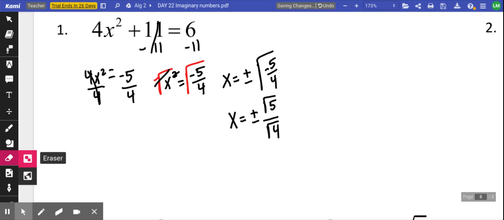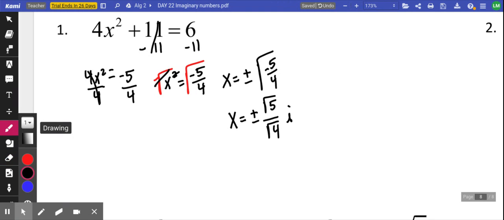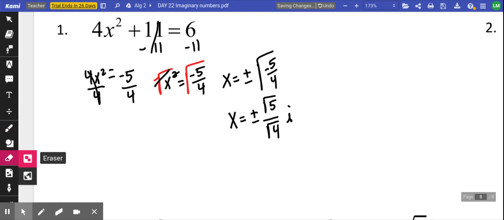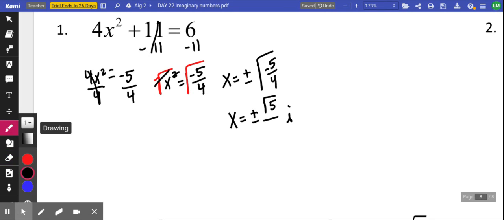Last thing here, square root of 4, we know that. That's an easy one. So luckily, I can just change that to 2. Okay, square root of 4 becomes 2.